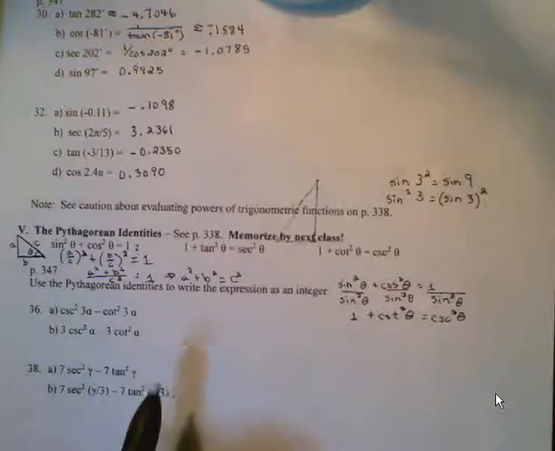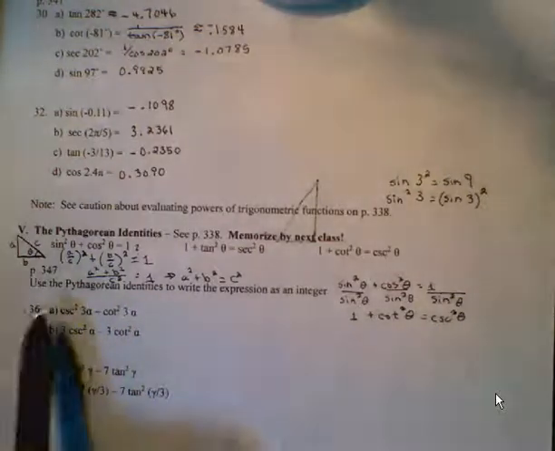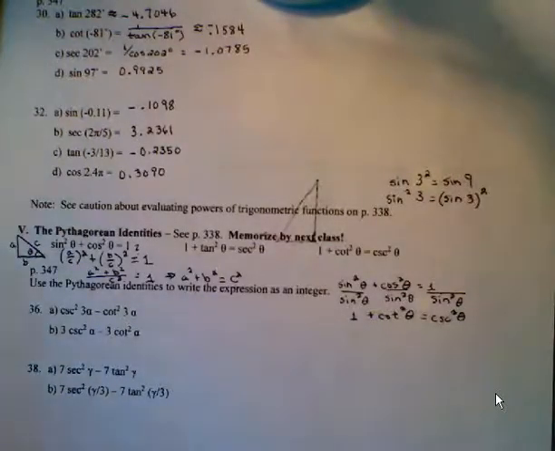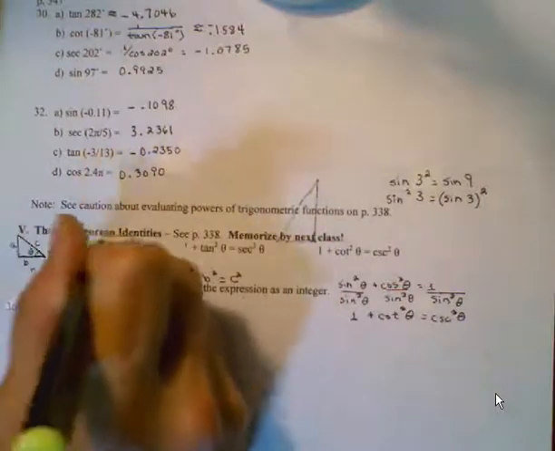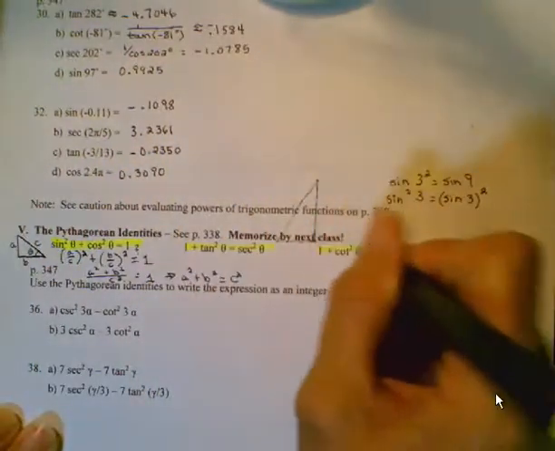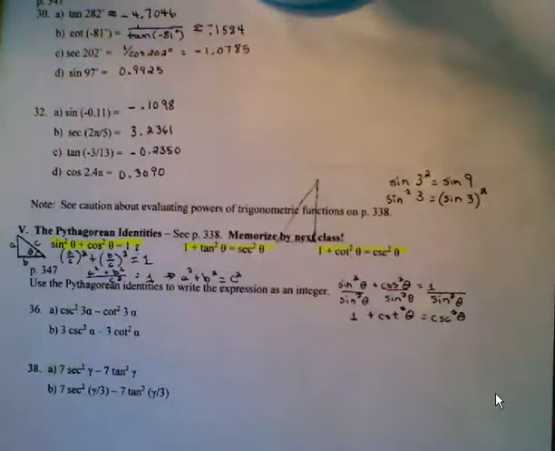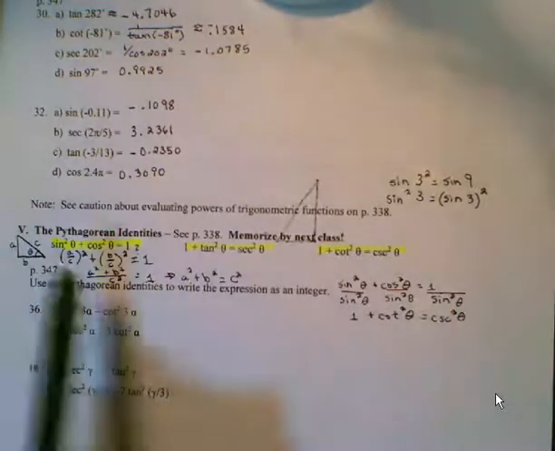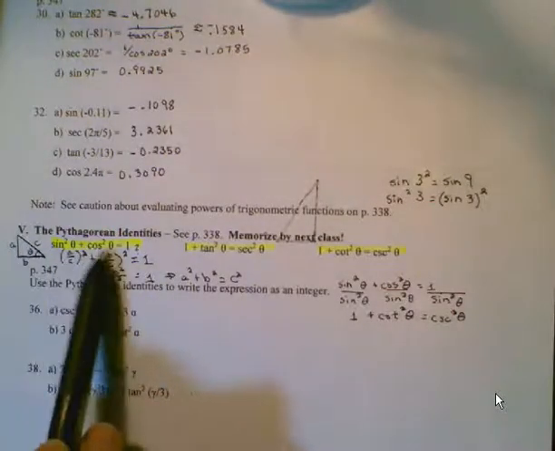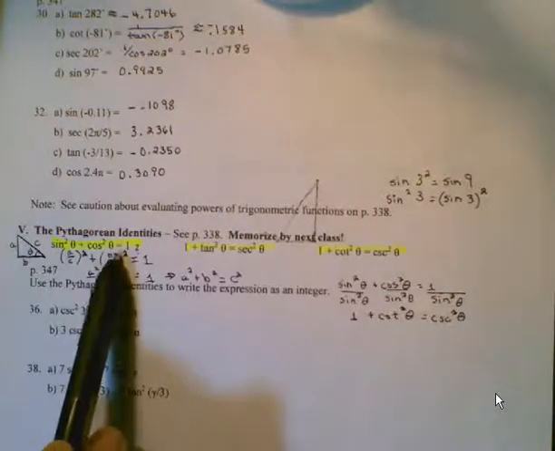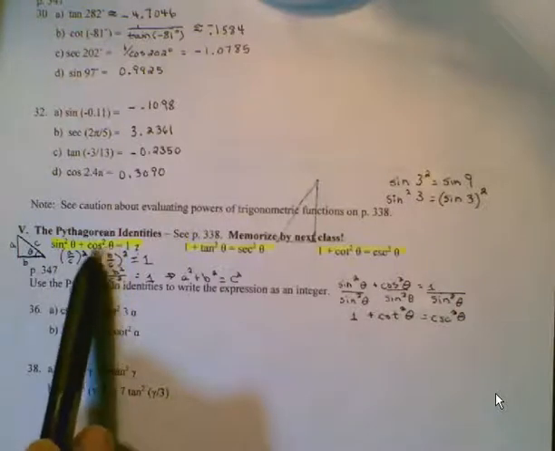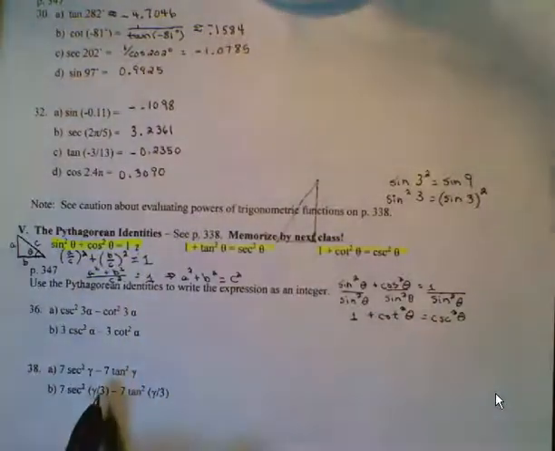All right, the next set of problems say use the Pythagorean identities to write the expression as an integer. Now, here's the big three. And we're going to use them so much that they will be stuck in your head very soon. Let me tell you one thing before we get to number 36, and that's it doesn't matter what these arguments are as long as they're the same. They could both be theta, they could both be 2 gamma, they could both be duck. It doesn't matter as long as the arguments are the same. Sine square plus cosine square is 1.